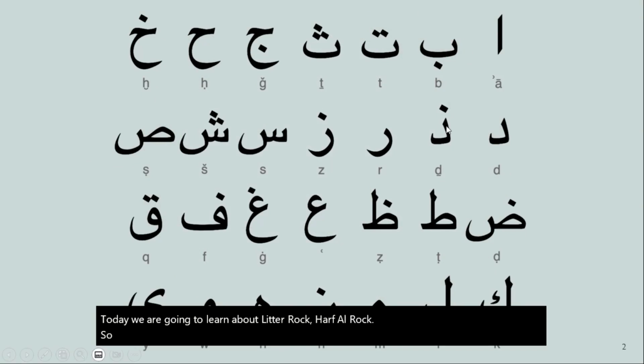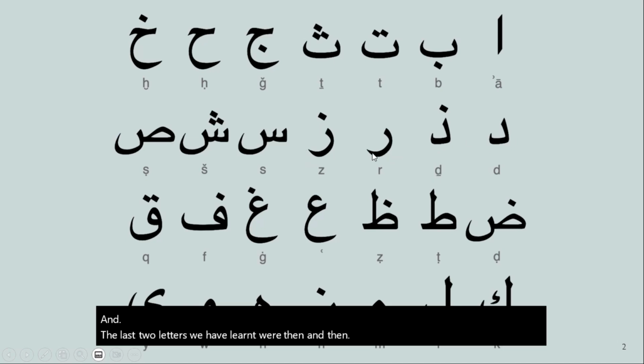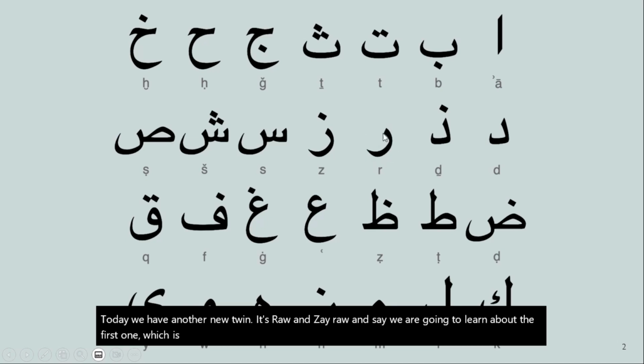So far we have learned about many letters. حرف الألف, triplets, حرف الباء, تاء, ثاء, حرف الجيم, حاء, خاء, they were another triplet. And the last two letters we have learned were dal and dhal. Today we have another new twin. It's ra and zay. We are going to learn about the first one, which is ra, today, inshallah.